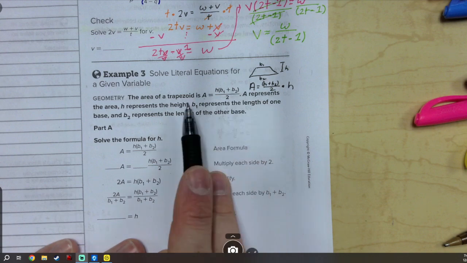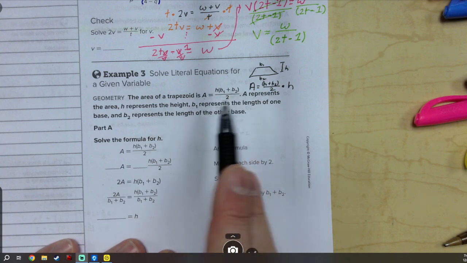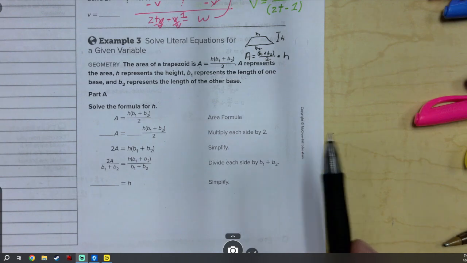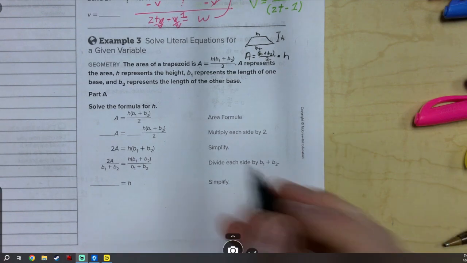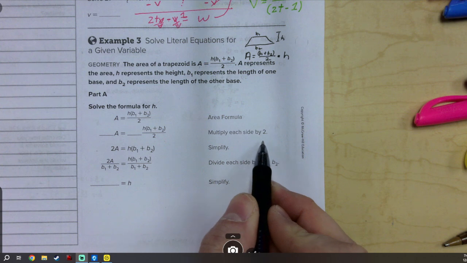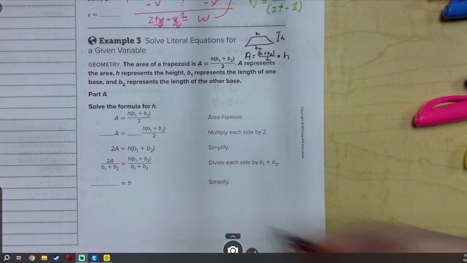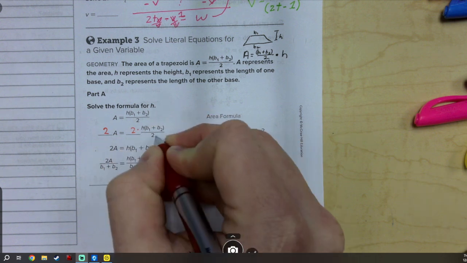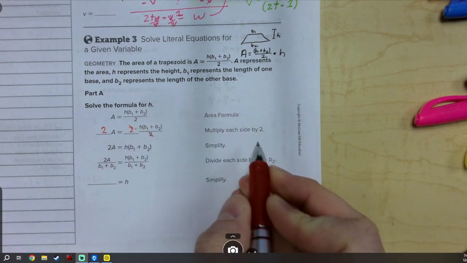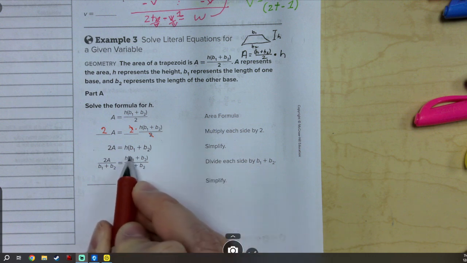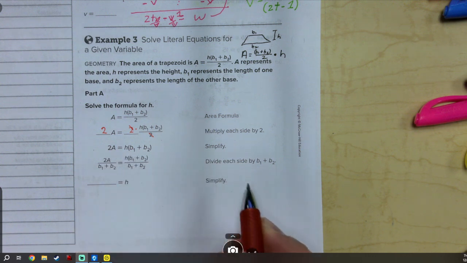H is the height, and B1 represents the length of one base, and B2 is the base of the other. We are going to solve this formula for H. All right. So first off, it has us multiply both sides by 2. By multiplying both sides by 2, that's going to cancel out our 2 at the bottom. Simplify. All right, 2A equals H times quantity B1 plus B2.